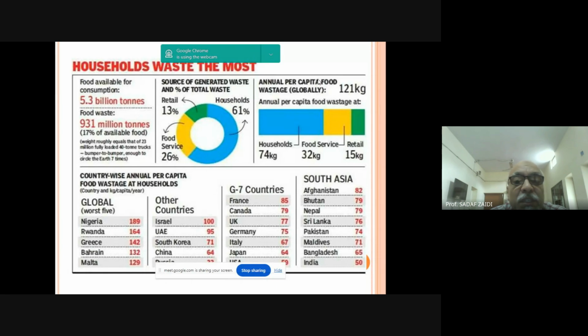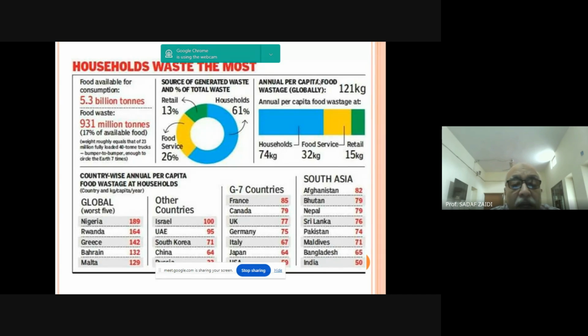अब इस फूड वेस्ट की सोर्सेस क्या हैं जो जनरेट कर रहे हैं इसको? 13% is being generated by the retailers, 26% is being generated by the food service, and as I told you, a whopping 61% is being generated by the households. और annual per capita food wastage globally कितना? 121 kg, और households का 74 kg per year है. Food service 32 kg करती है, so that you can always calculate from this, and retail is 15 kg.